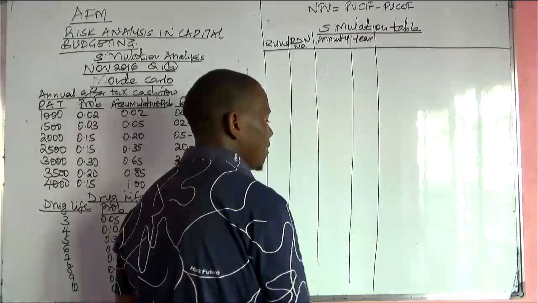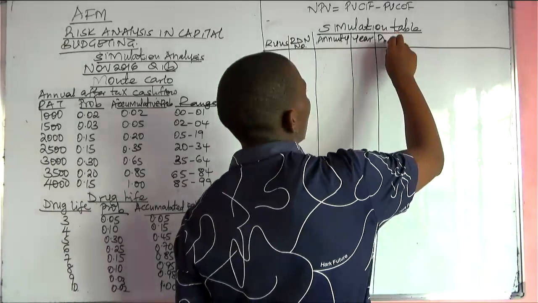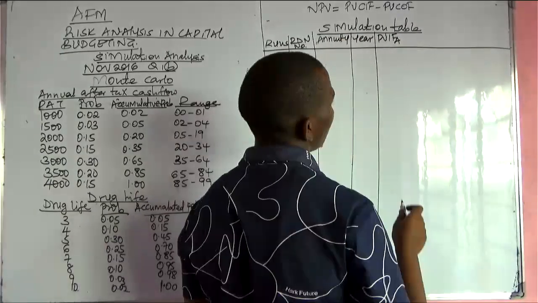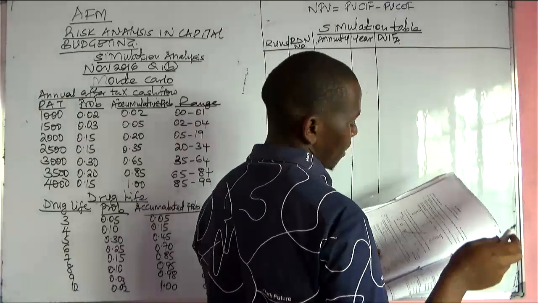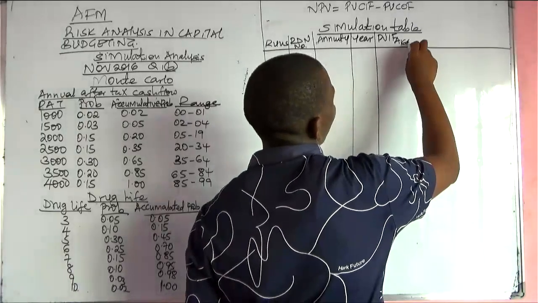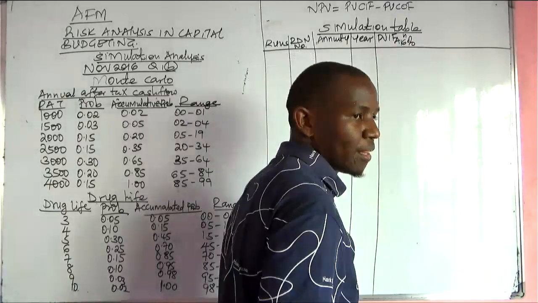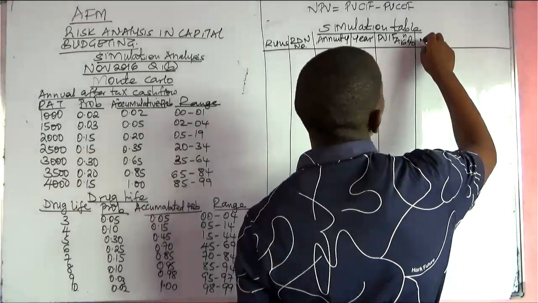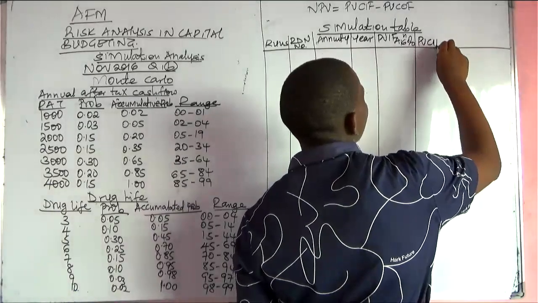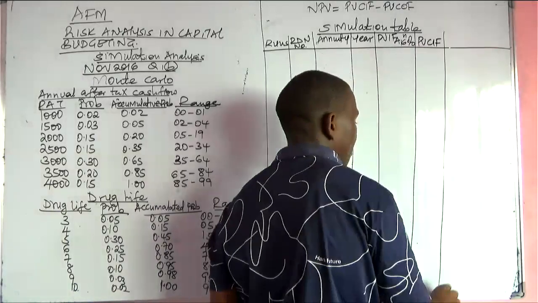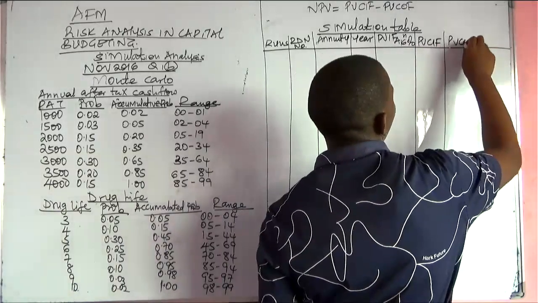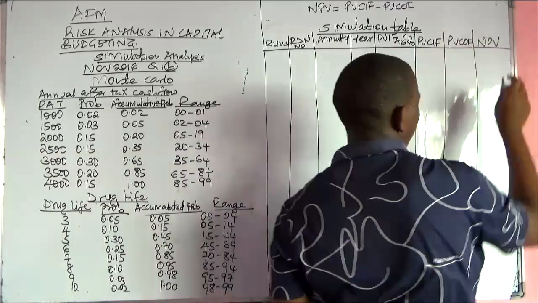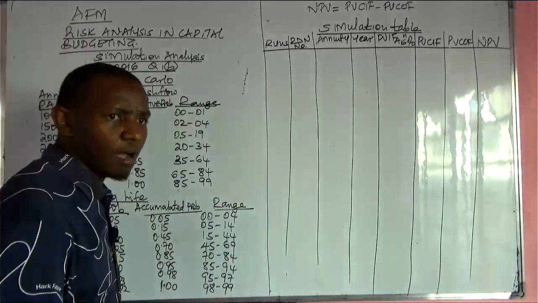After giving us the year, we will be able to know our present value interest factor, since this will be an annuity, at what rate? We were given the cost of capital, 16%. It will depend on the year. After getting that, this will help us know our present value cash inflow. Then we learn the present value cash outflow. Then we get the NPV. That is how in this case we'll have it.